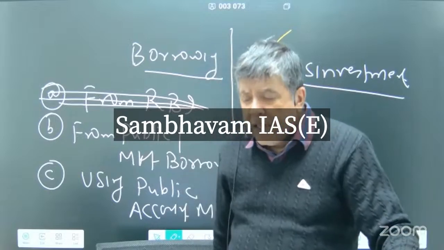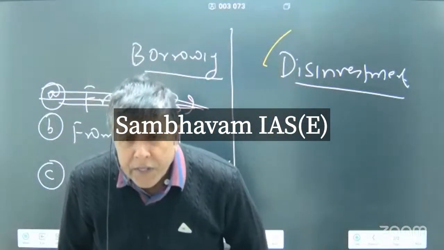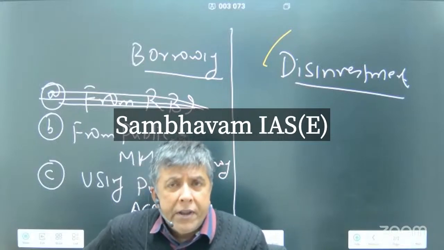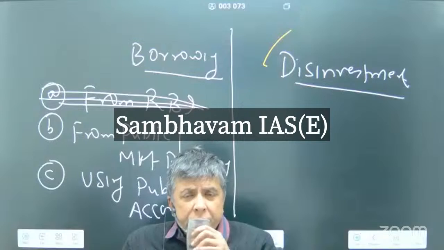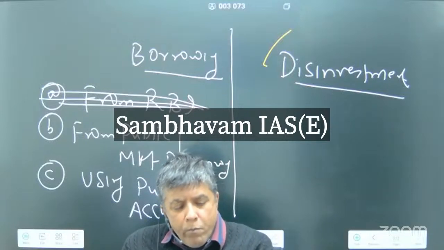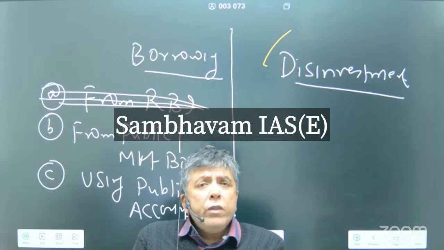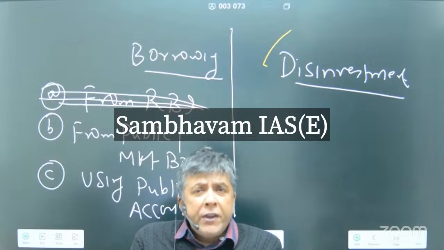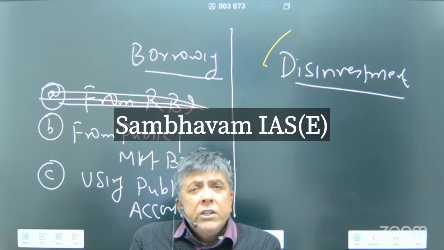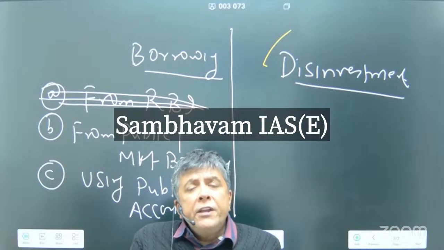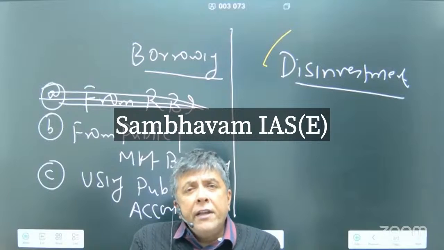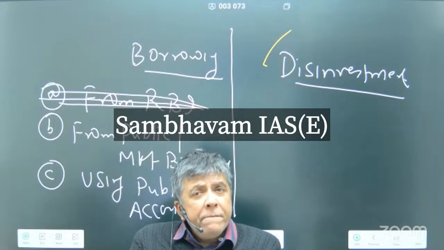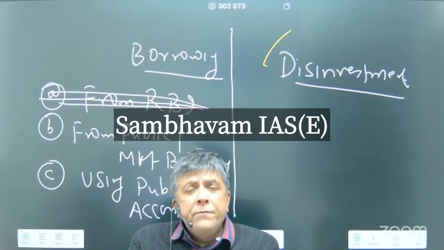Now let us make a comparison. Now the government has got two options: borrow from the RBI, or borrow from the public. When the government is borrowing from the RBI, money supply is going to increase. But if it is borrowing from the public, money supply is going to remain the same. No change in money supply. So in your opinion, which one is better? Borrowing from RBI or borrowing from the market?